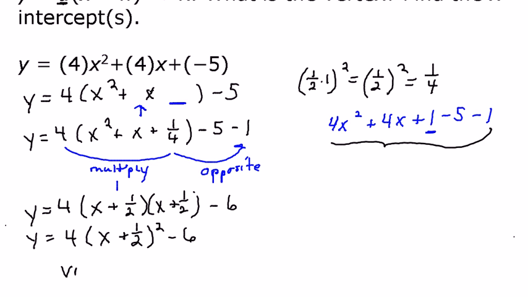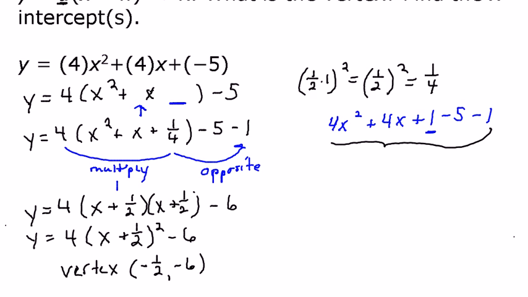So now I can easily tell how this has been modified from just plain old y equals x squared. The 4 is going to give us a vertical stretch, and the vertex is going to move from the origin to negative 1/2, because it's moving left 1/2, and down 6. So the vertex moves to (negative 1/2, negative 6).